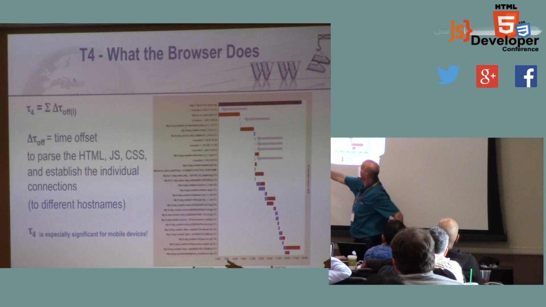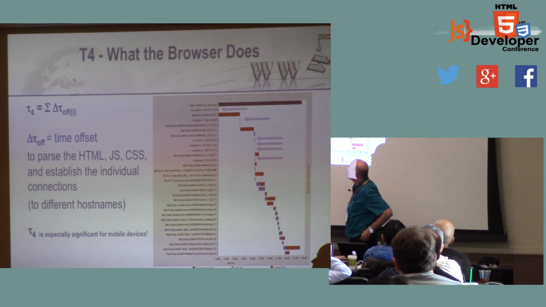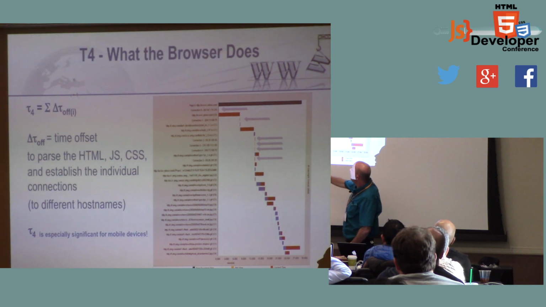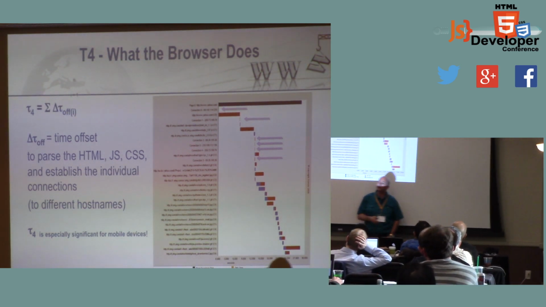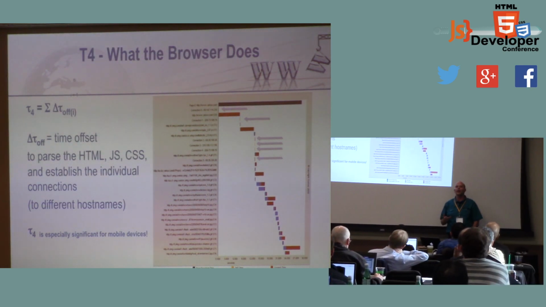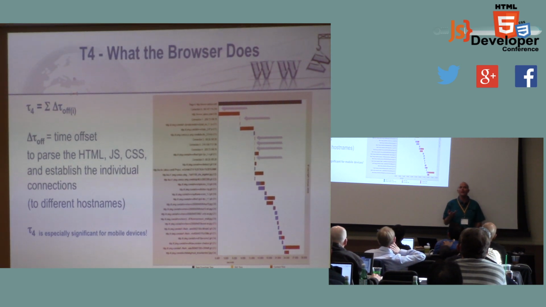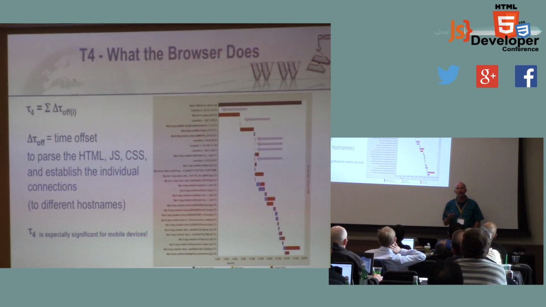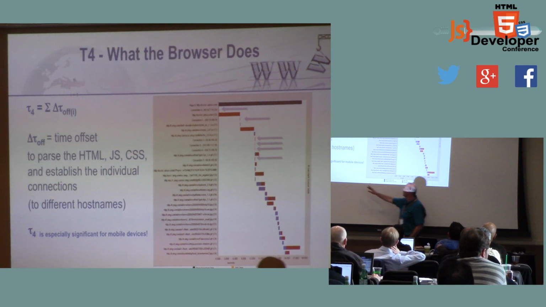In the diagram here, I marked the offset times for parsing the individual objects from the different connections. And I made a little note to myself to talk about this. T4 is especially significant for mobile devices. And I shouldn't really have to make a note for myself because that seems pretty obvious, right? Your mobile browser just doesn't have the firepower that Chrome does on your desktop. The hardware just doesn't support it. So we'll get to the significance of T4 for mobile devices in a minute.